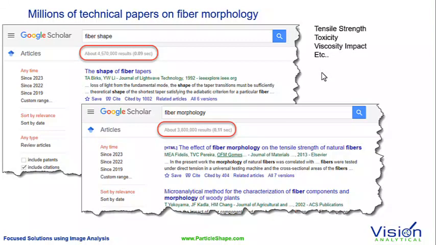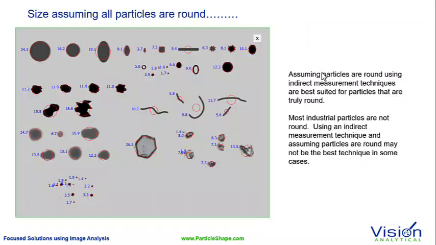Once again, because fibers are not round, assuming they're round with a technique that would assume it's round may be a little bit misleading. If you could imagine, if we place this model around every particle, and we assume this is a 10 micron particle, and this is an 11 micron particle, and this is a 10 micron particle.